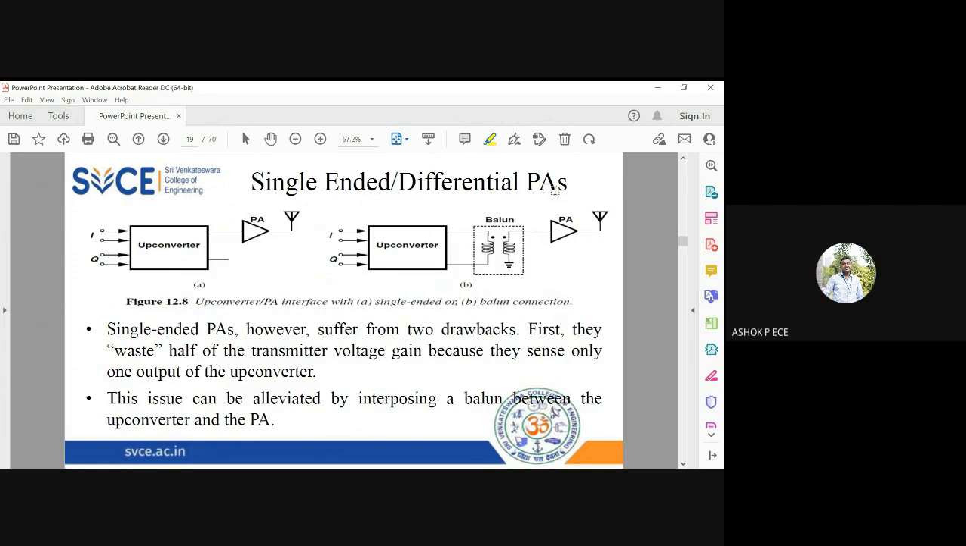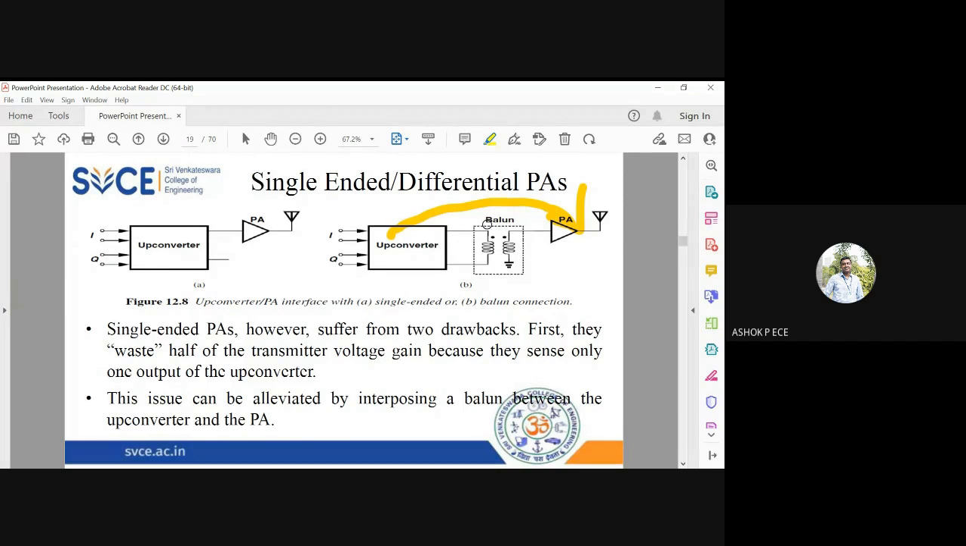Single-ended differential PAs. So single-ended is going to be direct up converter, power amplifier, antenna. The balun is an impedance transformer, which will convert the impedance from the up converter to your power amplifier. So it is used for impedance matching, and also for effective power transfer, or you want to minimize the losses, you can go for this balun.